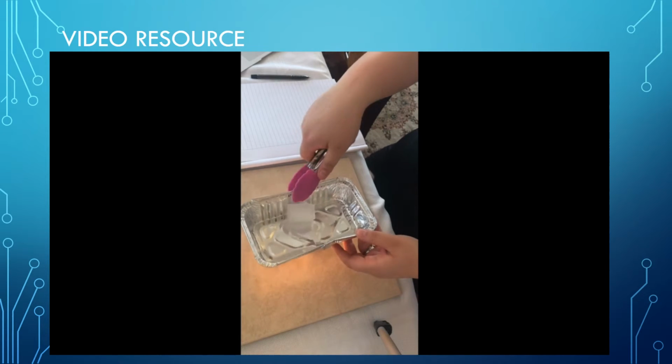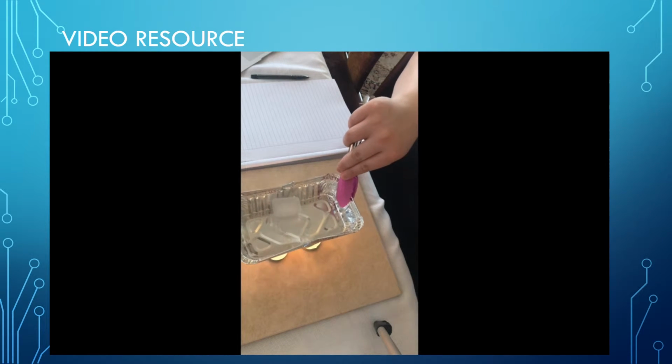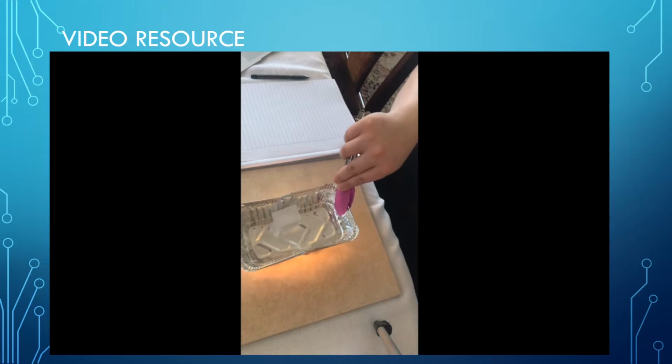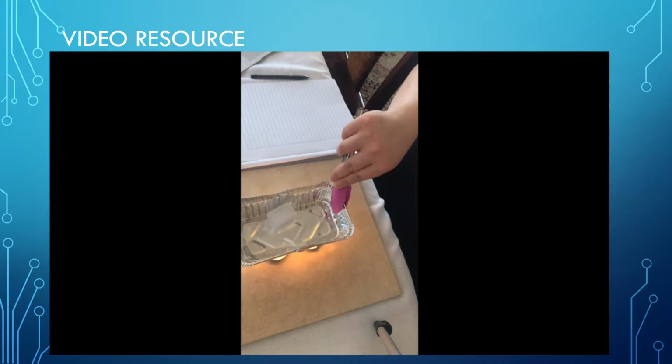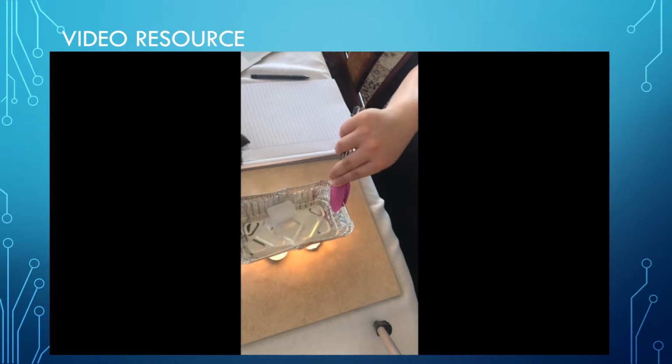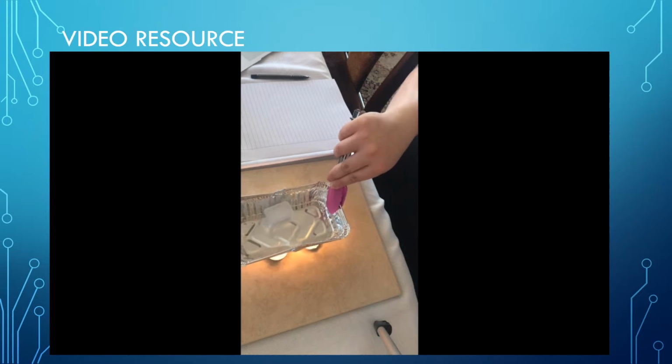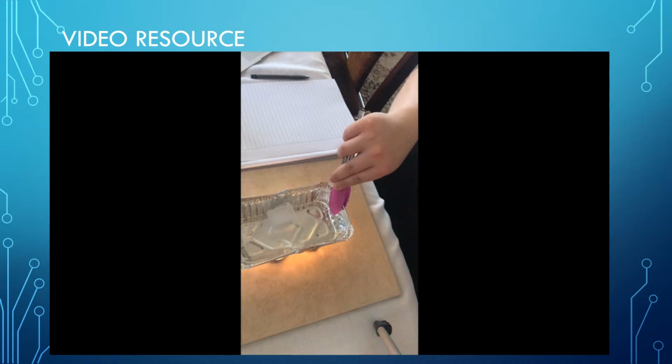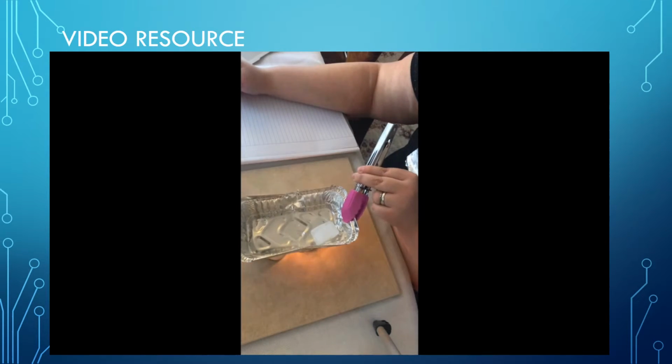Once all of the liquids were fully frozen, light 4 tea light candles and place each liquid cube one at a time in the tray using tongs. Hold the tray over the heat and begin to observe what your liquids are doing.